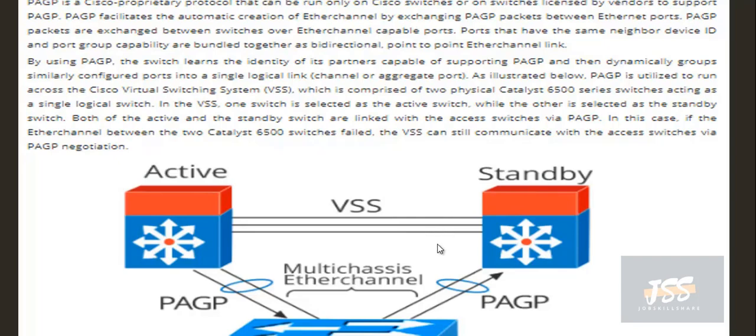You can see over here we have an access switch and two links bundled together. As you know, PAgP packets are exchanged between switches over EtherChannel capable ports. Ports that have the same neighbor device ID and port group capability are bundled together as a bidirectional, point-to-point EtherChannel link. So this bundled link, two links, will act as a single link and it will increase the bandwidth. That is the advantage. And we will now be troubleshooting the lab as well.